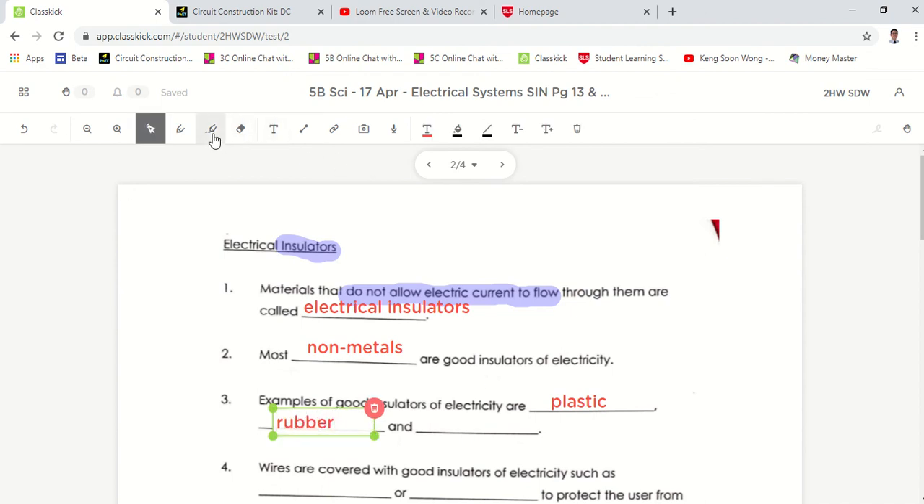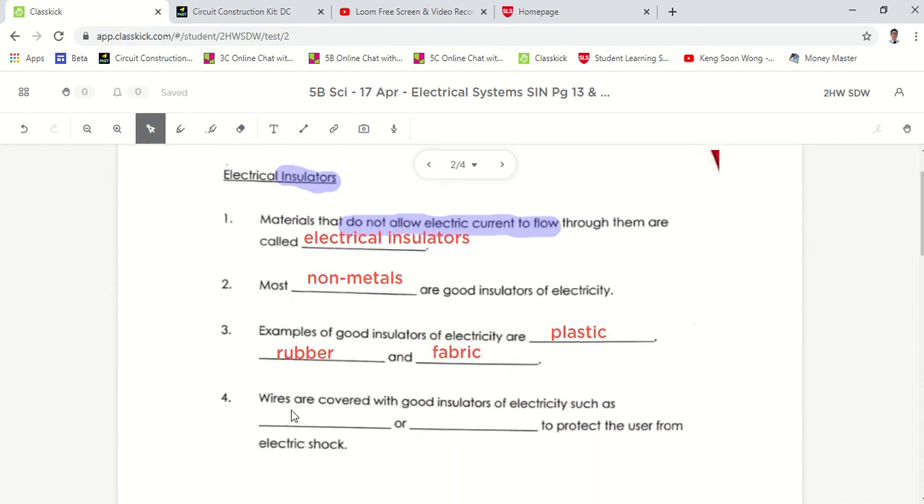If you look at your ironing board, the iron you use to iron your clothes, you realize that the wires are also wrapped in fabric. Fabric is also a good electrical insulator. So plastic, rubber, fabric. The normal wires you see for a handphone charger or your television are usually covered with good electrical insulators such as plastic and rubber.